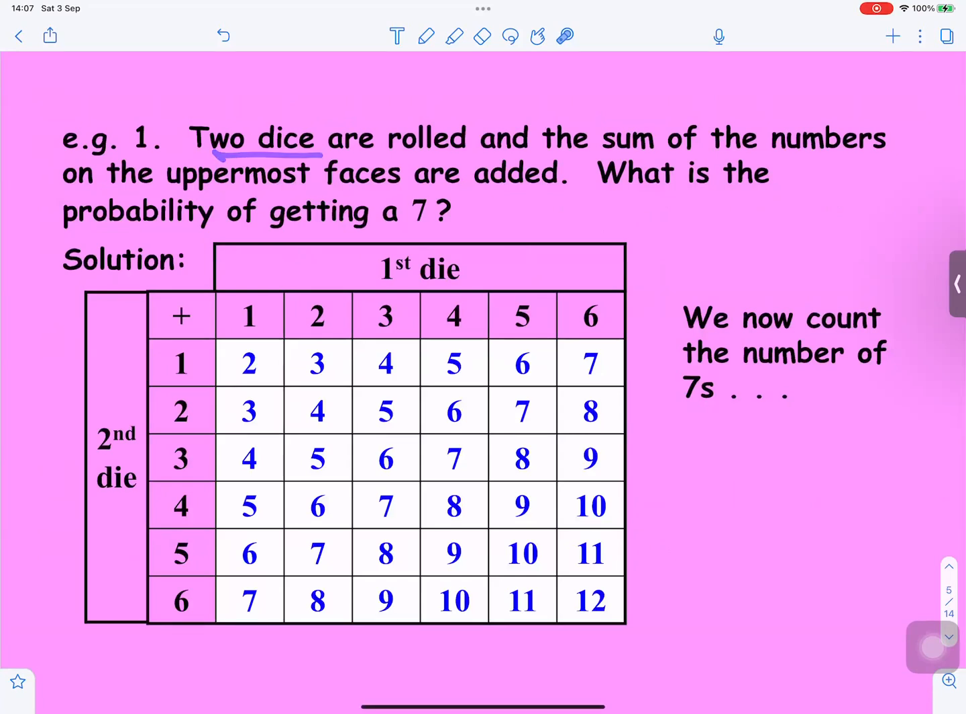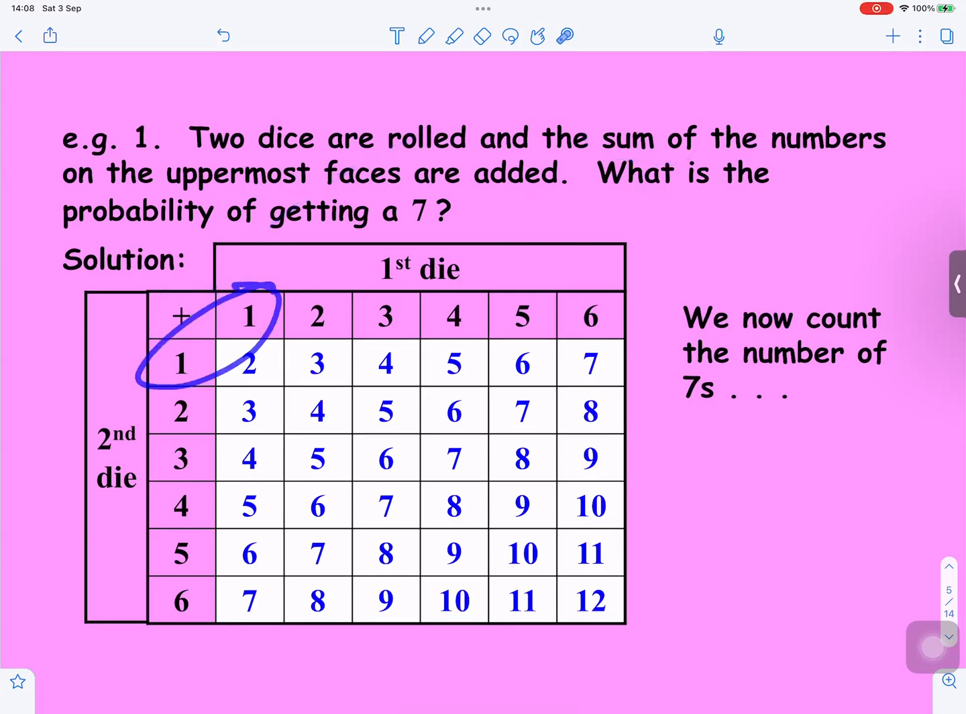2 dice are rolled, and the numbers on the uppermost faces are added. What is the probability of getting a 7? So the first die and the second die. The first die has the numbers 1, 2, 3, 4, 5, 6. The second die, 6 numbers. And the sum of the numbers, we add them up.